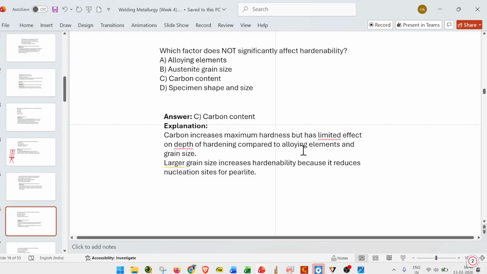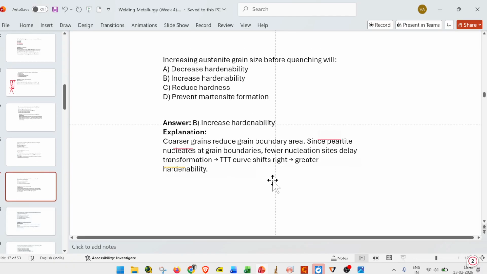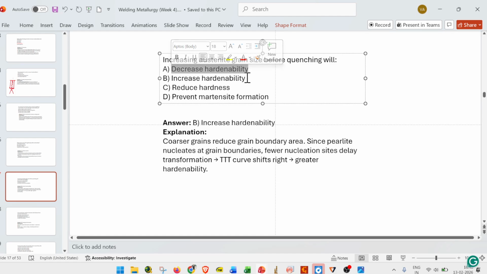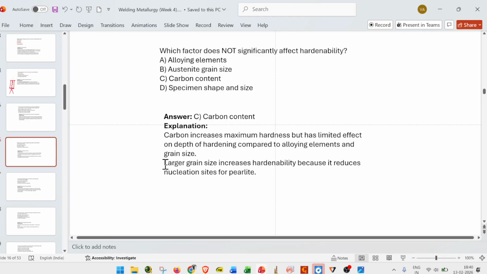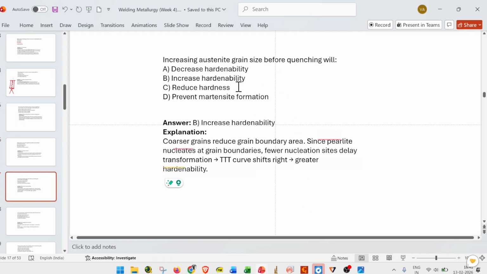and the grain size. Larger grain size increases the hardenability because it reduces the nucleation sites for the pearlite. Okay. Increasing austenitic grain size before quenching, what could be the outcome? So decreases the hardenability? No, increases the hardenability. Yes, just as we discussed previously, larger grain size increases the hardenability because it reduces the nucleation sites for the pearlitic formation.